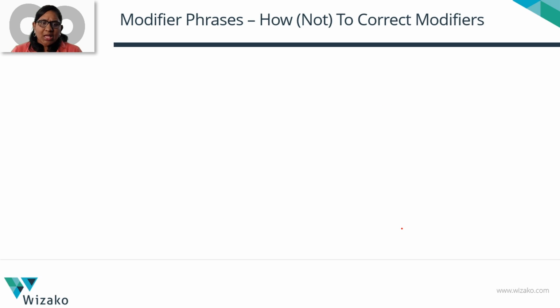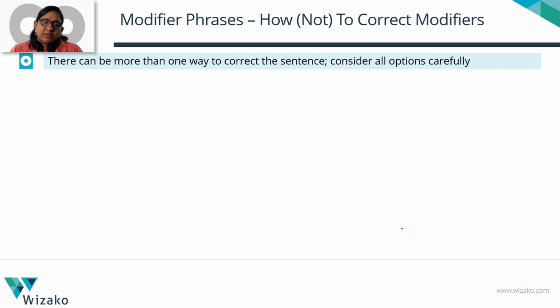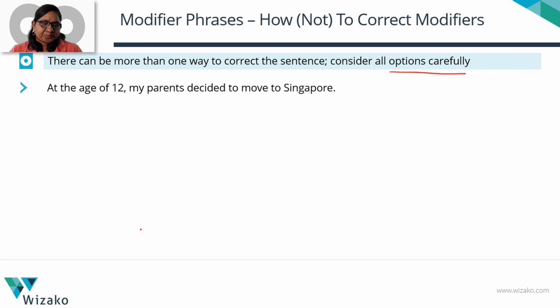Alright. I want to run through a couple of quick things. There can be more than one way to correct a sentence. So just because you decide this is the right order does not mean you will necessarily find it in your answer options. So you need to read all your answer options carefully, and when modifiers are tested in a sentence, for each answer option, for each placement of the modifier, I would suggest that you convert the modifier into a question and make sure it's in the right place. Let me give you an example.